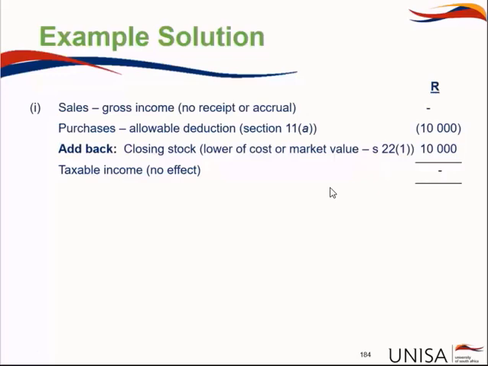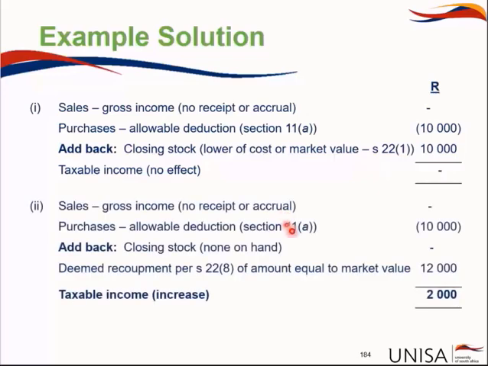In point 2, we are now saying, okay, this trading stock we purchased, so we're still going to get our Section 11A deduction. It won't be in closing stock. Our closing stock will be 0 because obviously we've now donated it. However, we will have a recoupment on this trading stock now used for another purpose, and it will be recouped at market value because we did not donate it to a public benefit organization, and therefore Section 18A will not apply to this donation, so we recoup it at market value.